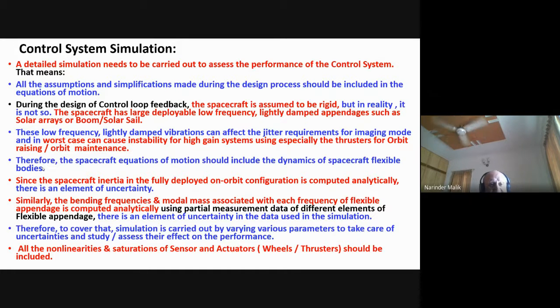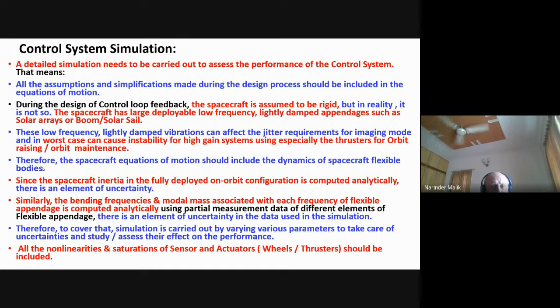Similarly, the spacecraft is flexible, but we cannot measure the flexibility frequencies on the ground. That is not possible. And how much modal mass is associated with each frequency or mode shape is also not known.